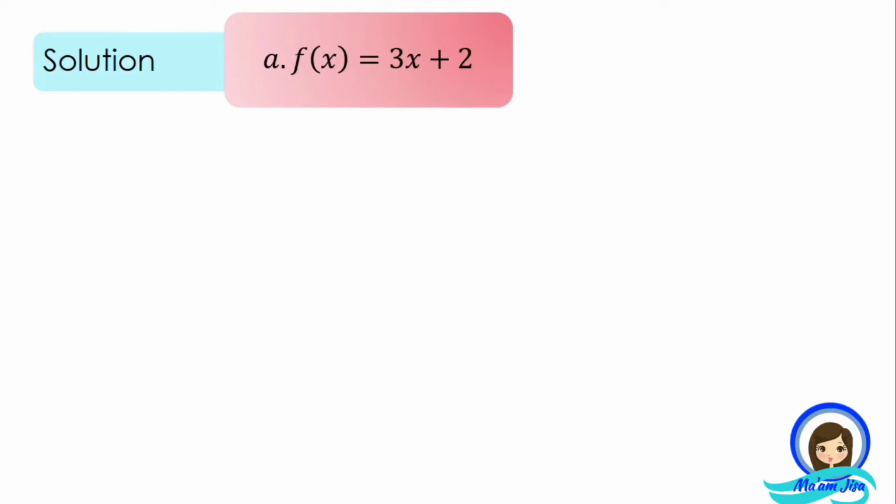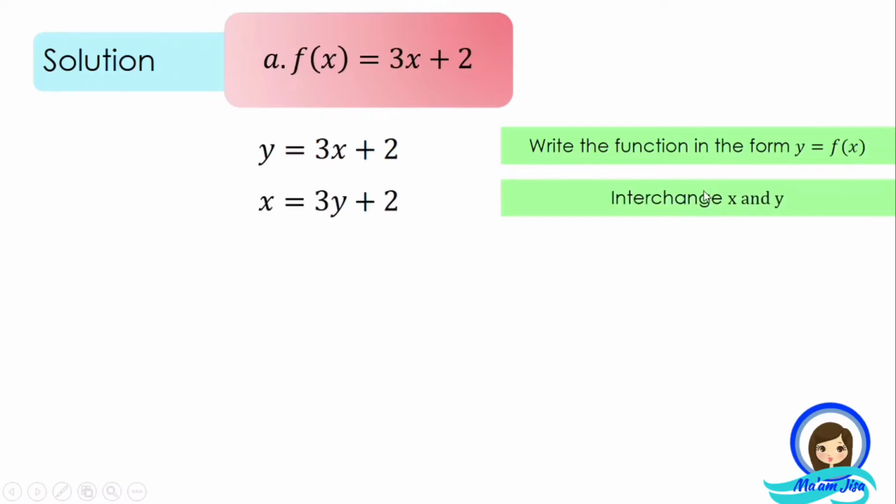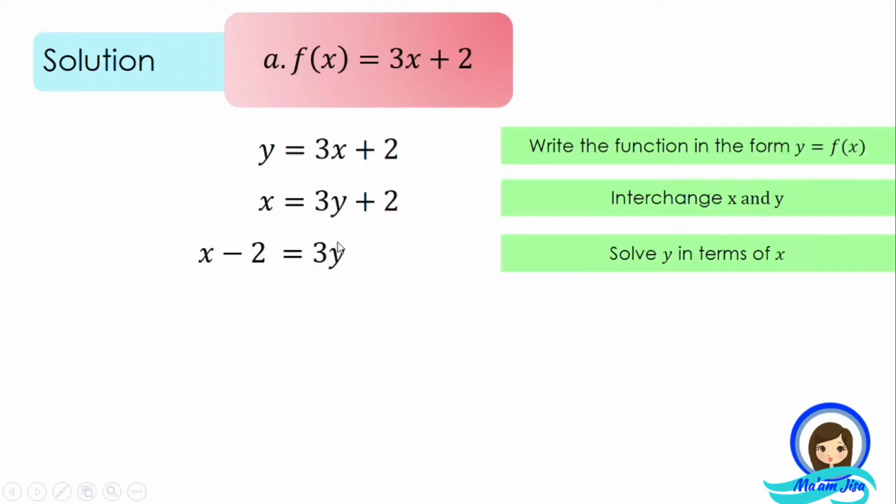Our first example is a linear function f of x equals 3x plus 2. To find its inverse, first we write the function in the form y equals f of x. In other words, f of x becomes y. Second step is to interchange x and y. Third step is to solve for y in terms of x. We make sure that the remaining term in the other side of the equation is only y.